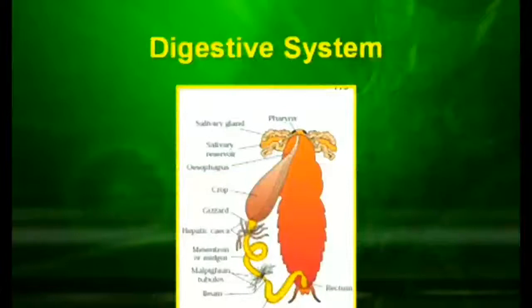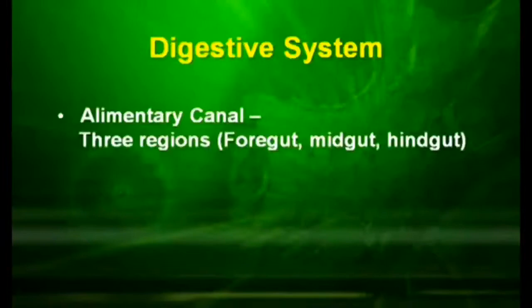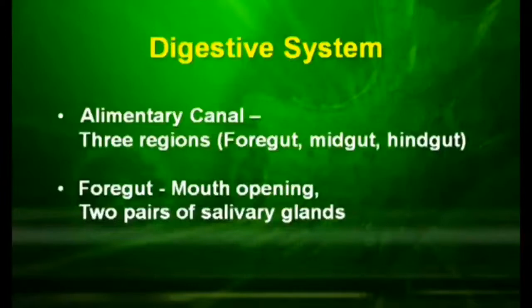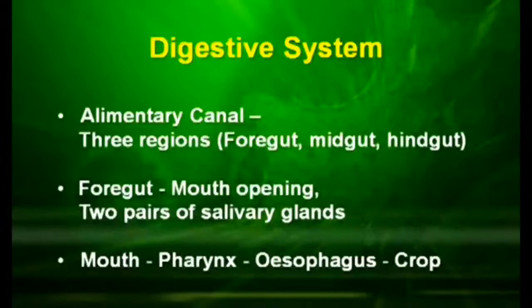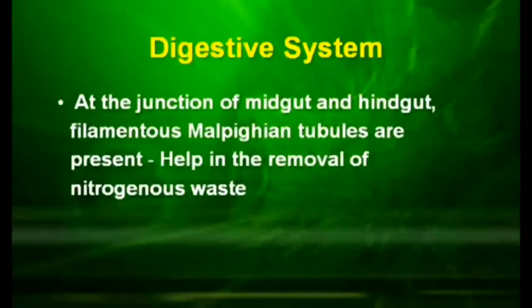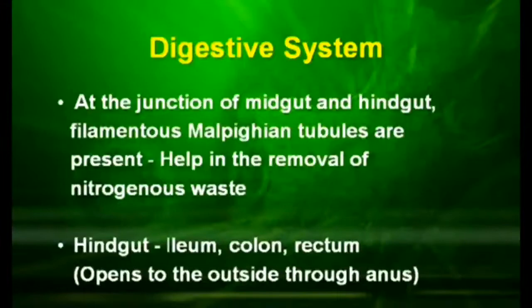Anatomy: the digestive system. The alimentary canal has three regions: the foregut, the midgut, and the hindgut. The foregut is the mouth opening with two pairs of salivary glands. The mouth leads to the pharynx, which leads to the esophagus, and which leads to the crop. At the junction of midgut and hindgut, filamentous malpighian tubules are found, which help in the removal of nitrogenous waste. The hindgut includes organs like the ileum, the colon, and the rectum, which opens to the outside by the anus.